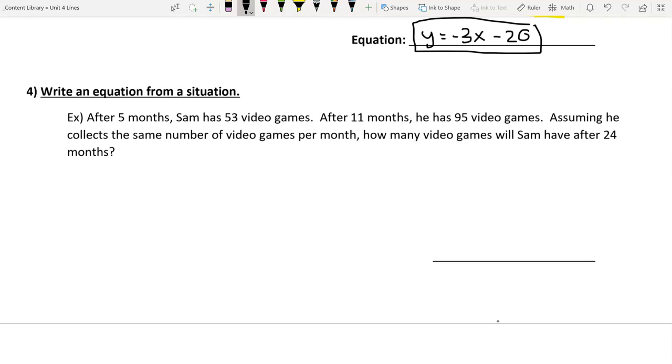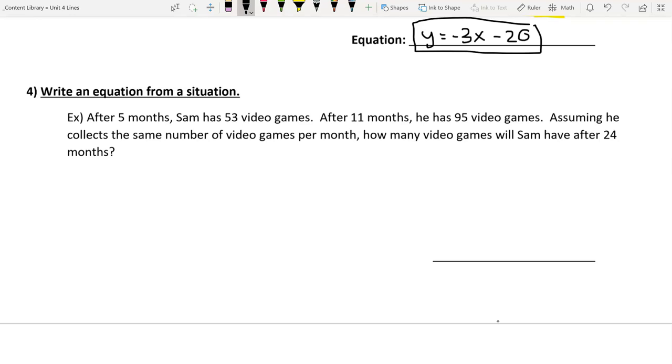All right, and we're almost done, but this one's very important, okay? Because it's putting together things that we've done the past few days. So after 5 months, Sam has 53 video games. After 11 months, he has 95 video games. Assuming that he collects the same number of video games per month, how many video games will he have after 24 months? So I'm not going to worry about this part until the end.